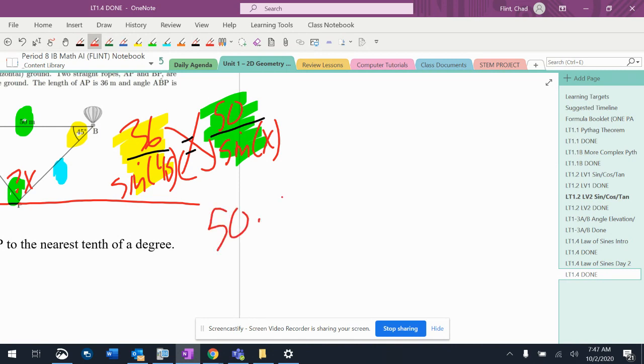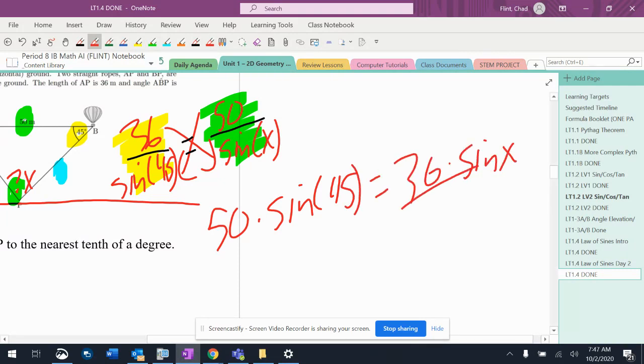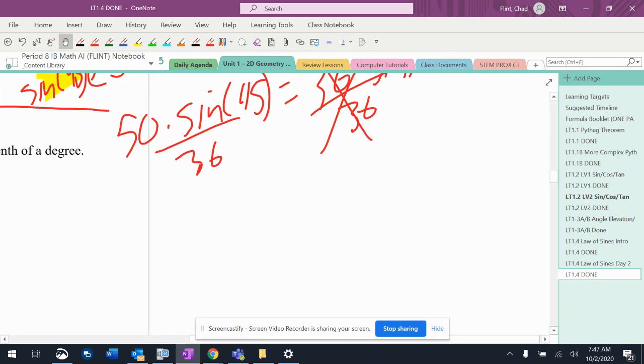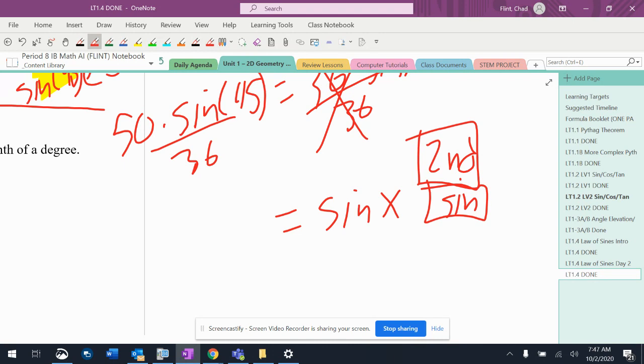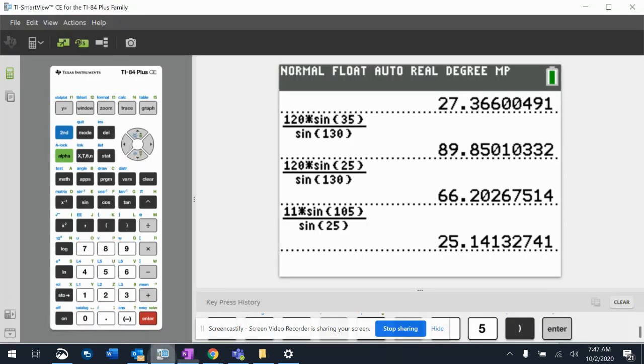So we got 50 times sine of 45 equals 36 times sine of x. We get rid of that 36. And we're going to end up with some sort of decimal equals sine of x, and then we'll have to second sine it. Okay, and if you want to get better at this stuff, do stuff like that. Write down second sine as soon as you remember it. So let's put that in the calculator.